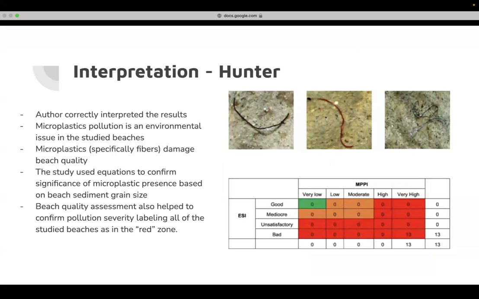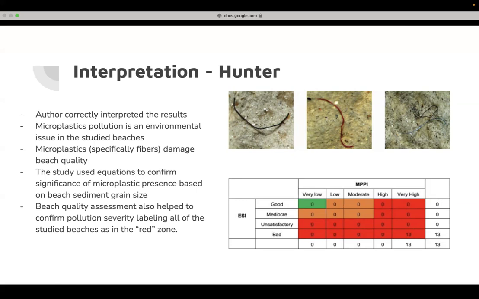Hey, my name was Hunter Hatfield, and I was in charge of the interpretation section for our report. I was tasked with interpreting the results and stating if the author interpreted the results correctly and whether we agreed or disagreed. We agree that the author correctly interpreted the results and that he was correct in his statement that microplastics pollution is an environmental issue in the studied beaches. We figured that microplastics, specifically fibers, damage beach quality, and these different fibers, black, red, and blue, can be seen in the picture to the right.